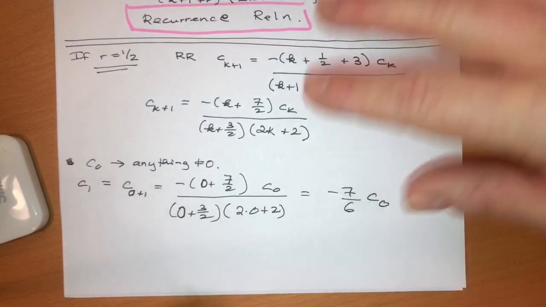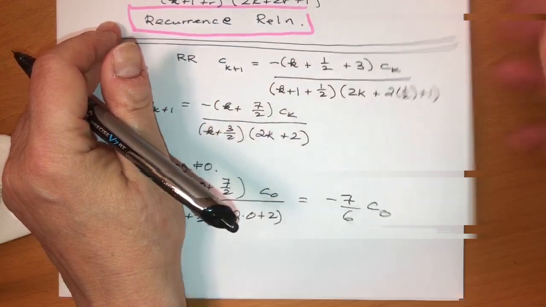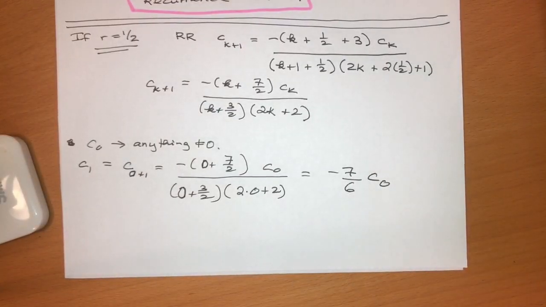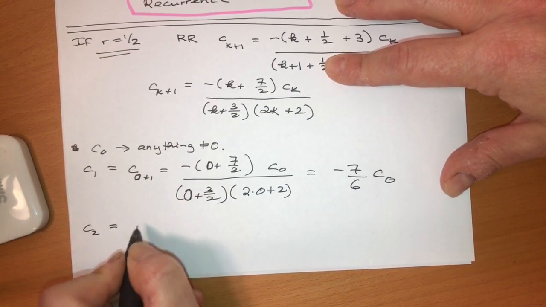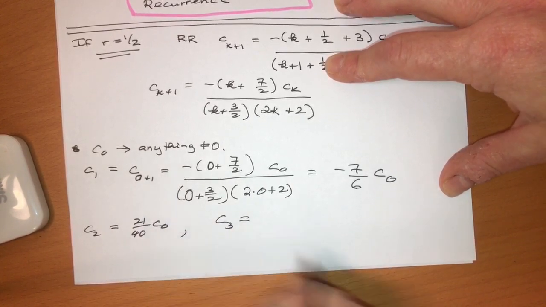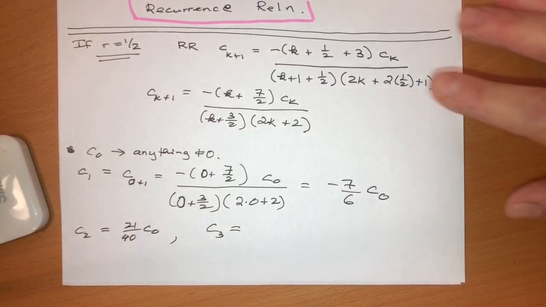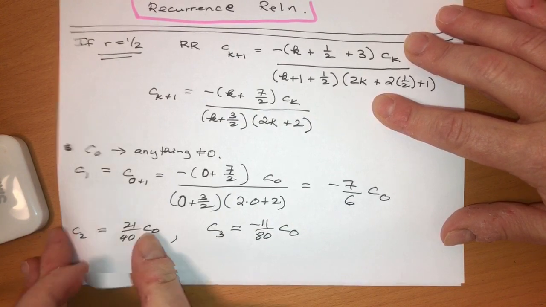You can plug in and find the other values, which I had a piece of paper here somewhere where I did it. I've got so much paper laying around my world right now. It's truly frightening. All right, so you're not hanging around where you're easy to find. That's a bummer. C2, if you plug that in and compute this, it will be 21 over 40 C0. And if you plug in and compute C sub 3 will be minus 11 over 80 C sub 0. So what's your solution look like? I will show you.